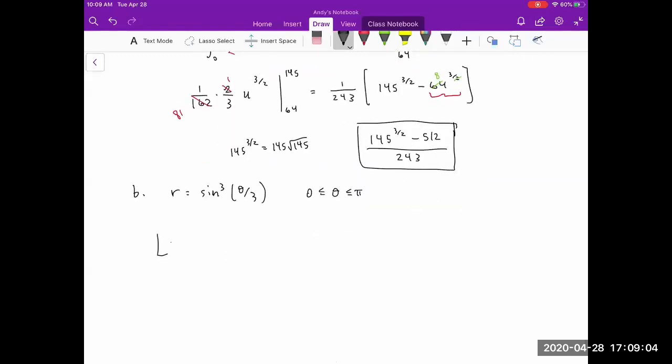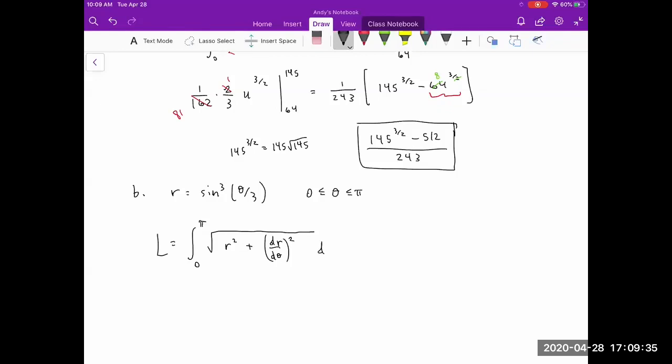So the arc length formula for polar is, well, let's see, it's going to be the integral between the limits of... this one. I don't remember off the top of my head, but I believe it is r squared plus dr over d theta, squared. Right? Yeah, there we go.